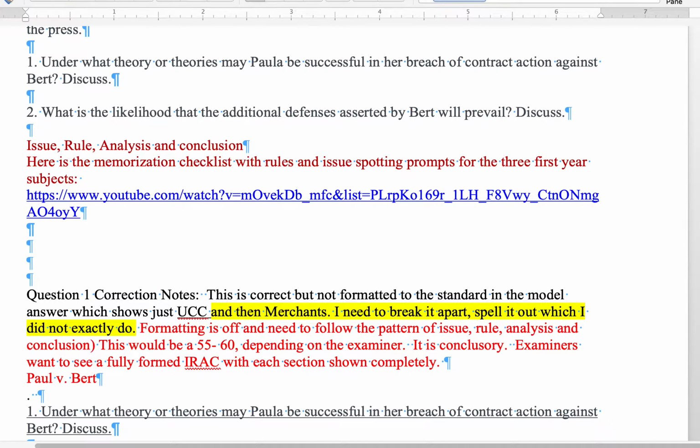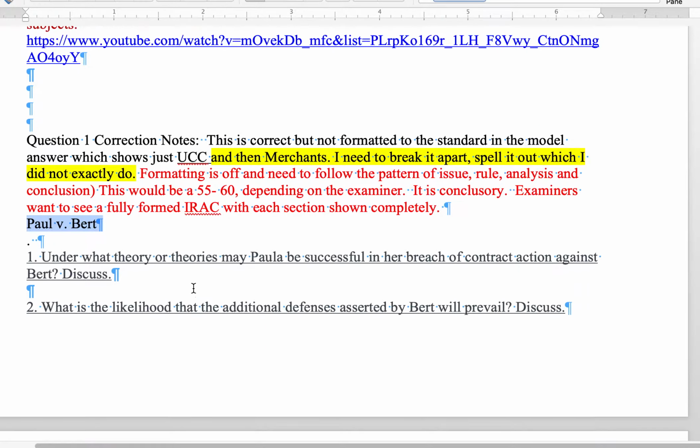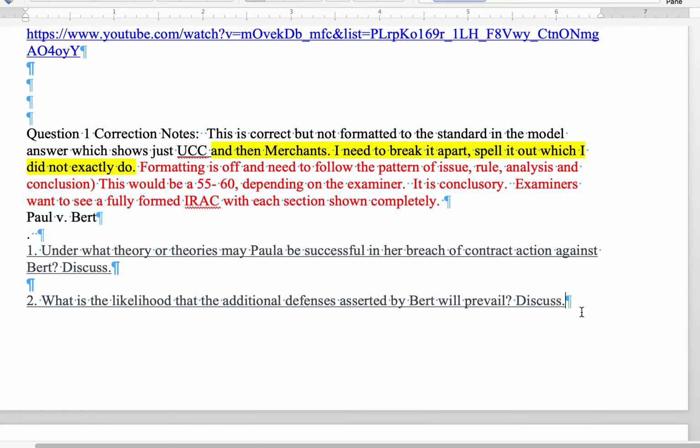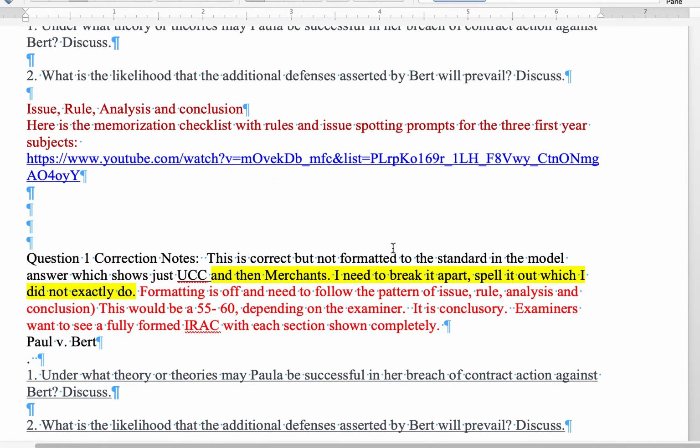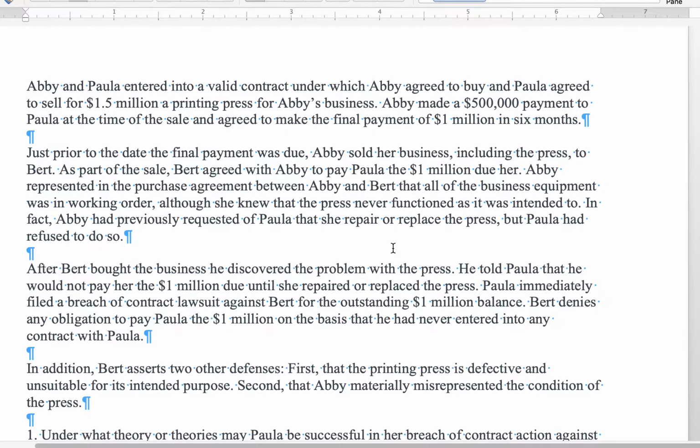Okay, we're going to look at what my friend wrote, and then let me fix that. Okay, so actually maybe I should put this in red. Okay, so this is what I wrote. This is not what they wrote.